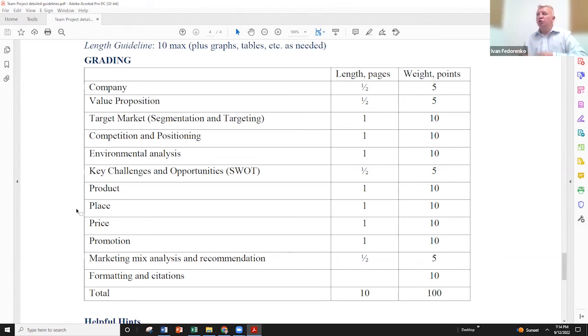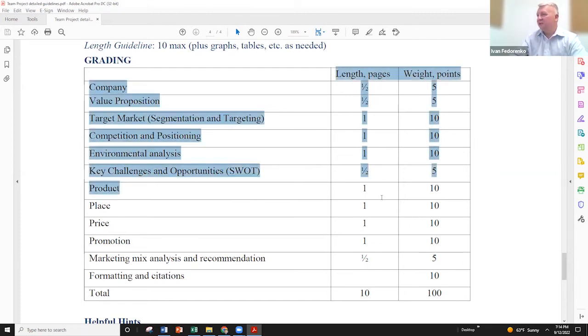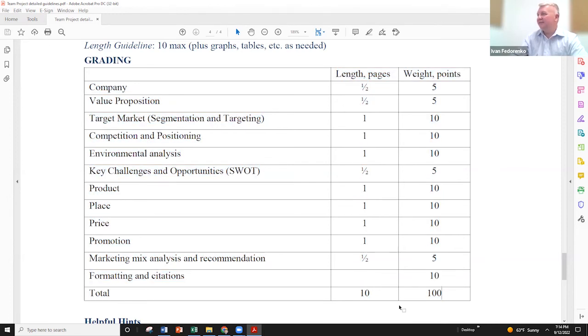Should they launch a new product? Should they change their price, maybe increase it or decrease it? Or maybe they should launch a new commercial to reach a new customer segment. Based on your analysis, give them a recommendation. So here's a rubric for the team project with the expected length of each part and points assigned to it.